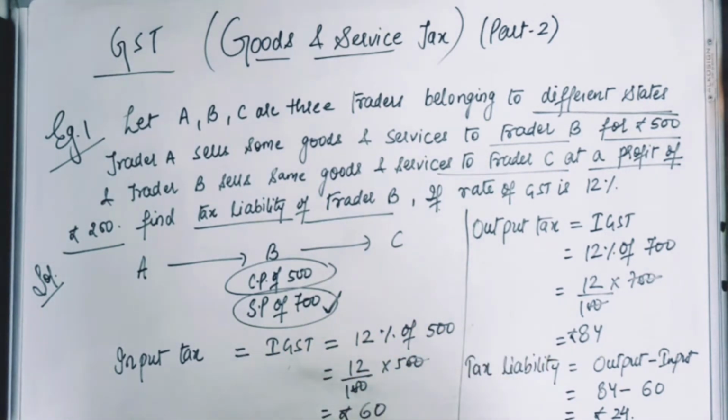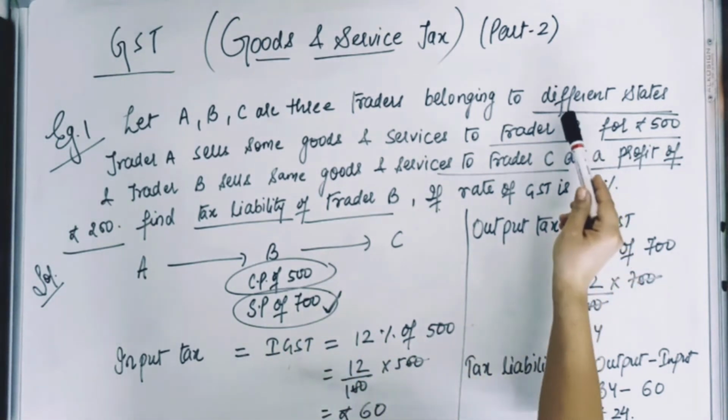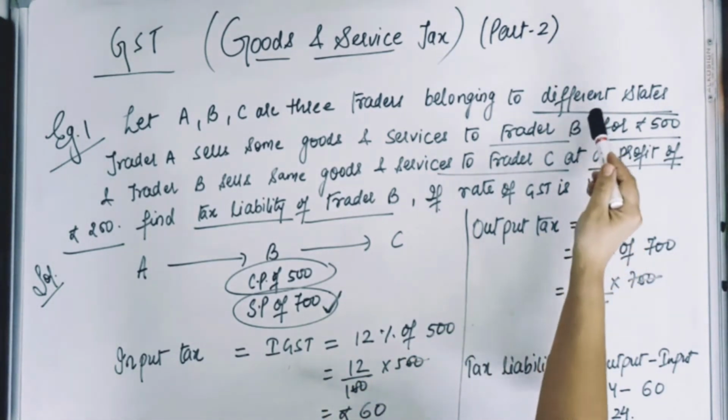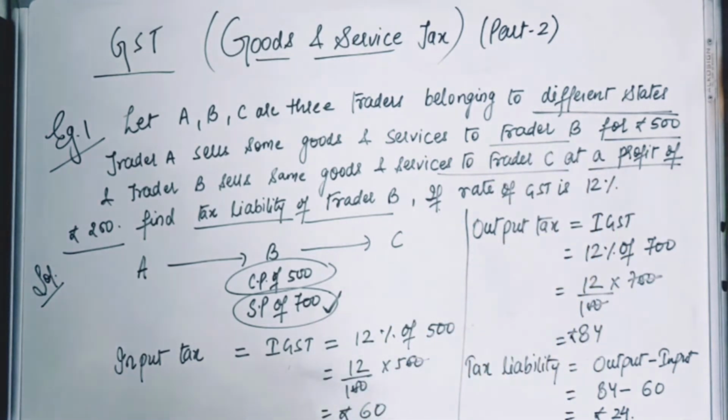and output tax. Since in this question it was mentioned different states, so we took IGST. But if it had been mentioned same state, then we have to calculate CGST and SGST, and then दोनों को हम क्या कर देंगे? Will add up. Now we'll see next question related to same concept.